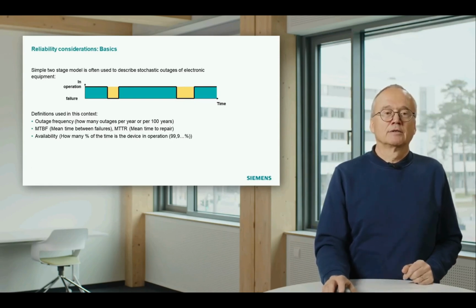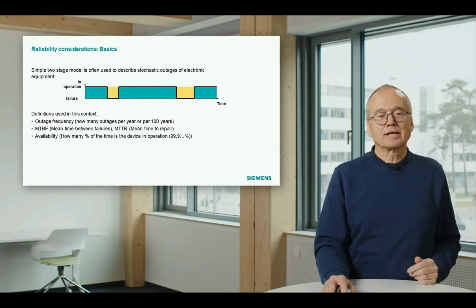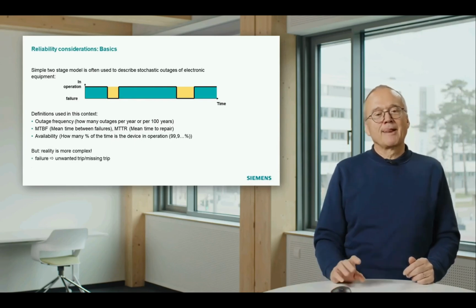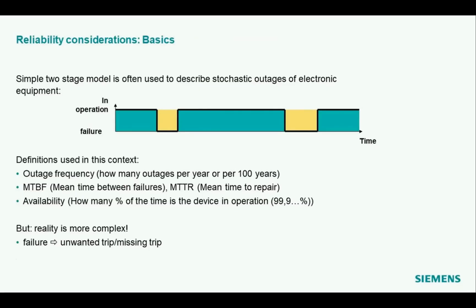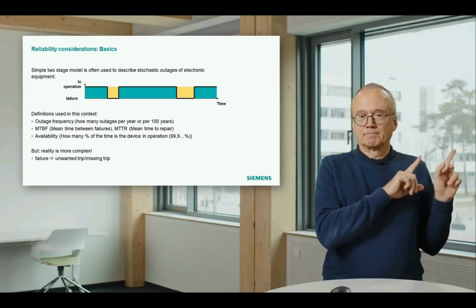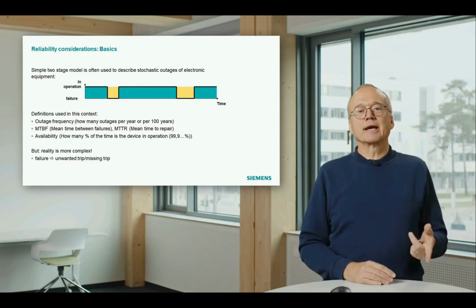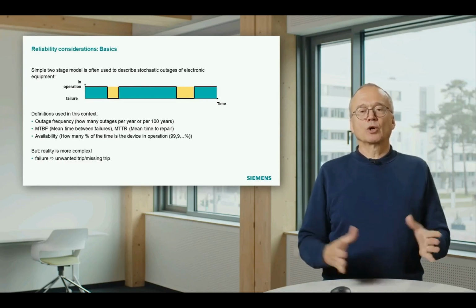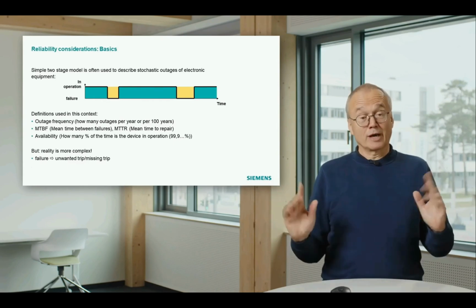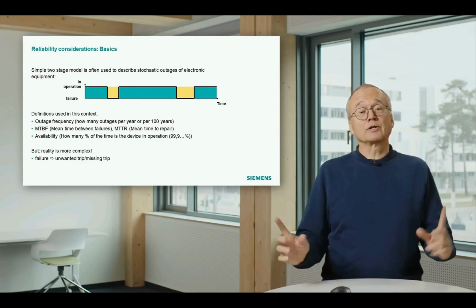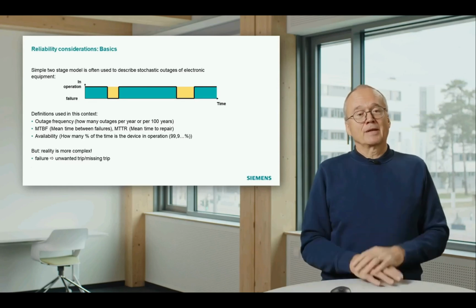But reality in protection is a bit more complex. One thing is the question, what is a failure? The good thing with digital relays is, if they fail, they will alarm. That means the control center knows there is something wrong in the relay, protection doesn't work, you have to take the line out of operation, you replace it, and it goes.